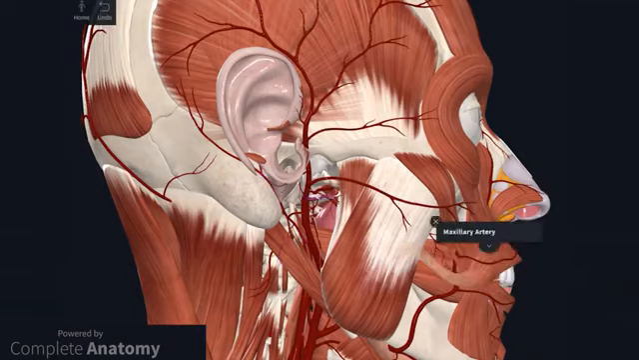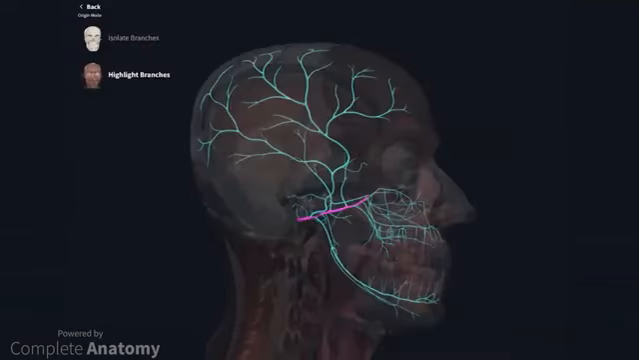The maxillary artery is the next branch of the external carotid artery. It is one of the terminal branches of the external carotid artery and is complicated enough to deserve a video of its own. Actually, if I turn on branches mode, we can see how extensive the territory of the maxillary artery is. The maxillary artery is often described in three parts.